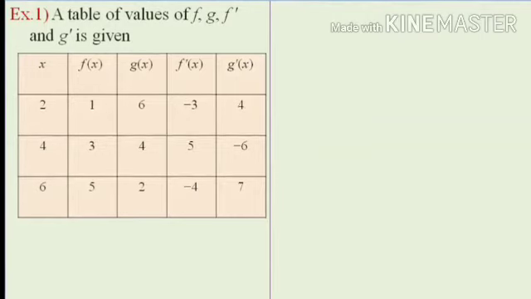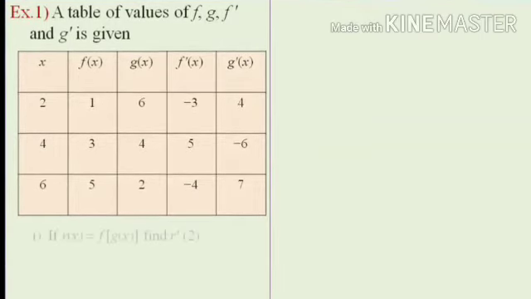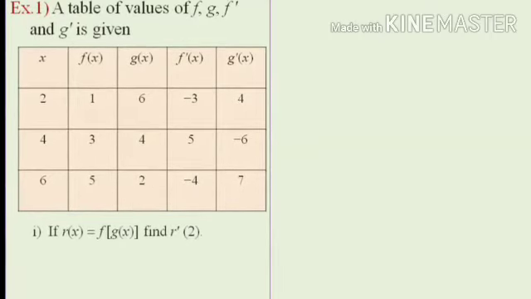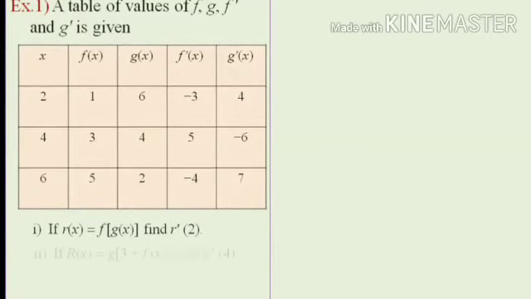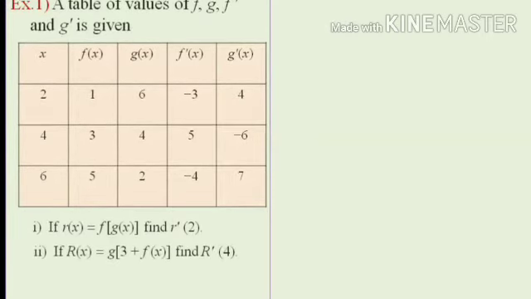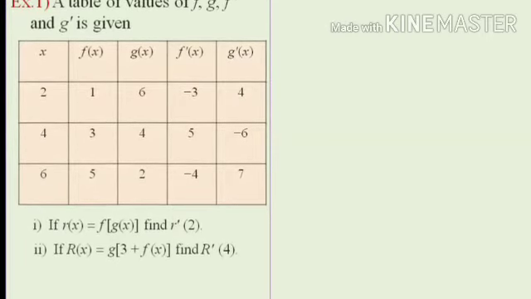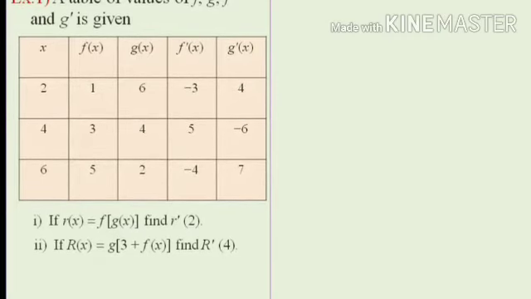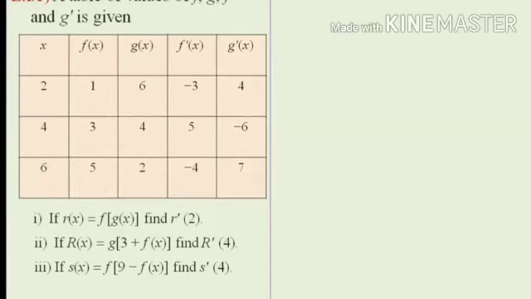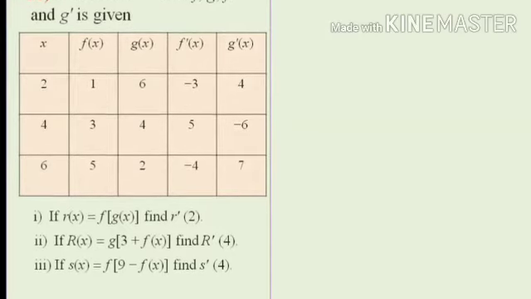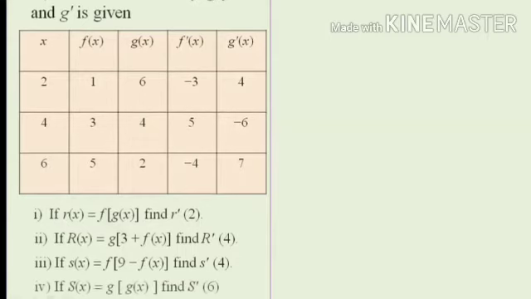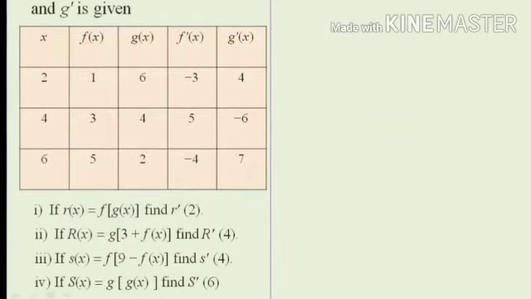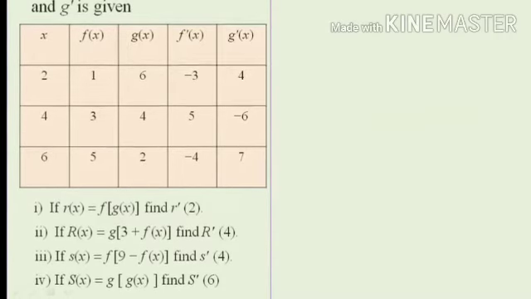Now we have to solve the examples. First: if r of x equals f of g of x, then find r dash of 2. Second: if r of x equals g of (3 plus f of x), then find r dash of 4. Third: if s of x equals f of (9 minus f of x), then find s dash of 4. And the fourth: if s of x equals g of x, then find s dash of 6. Here we have 4 examples.